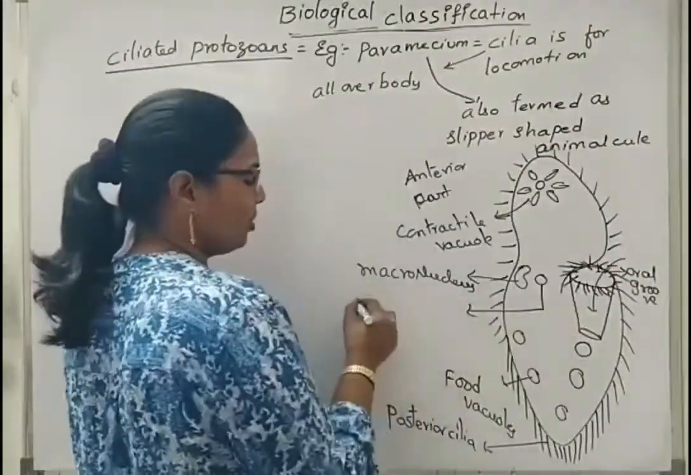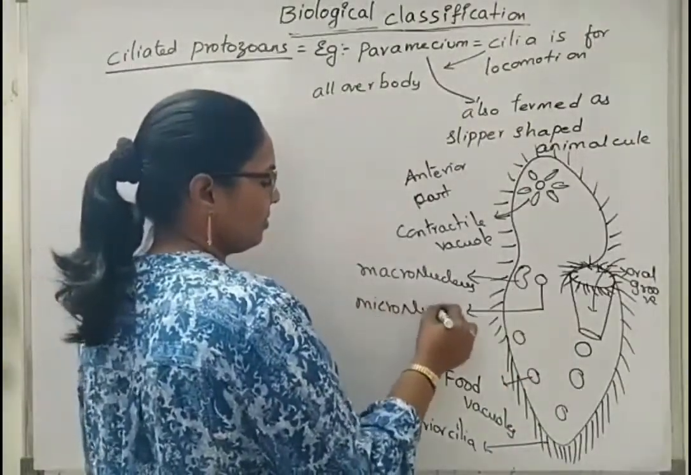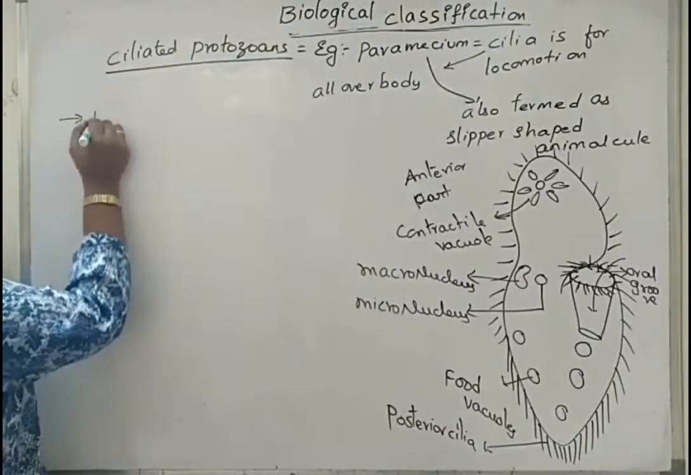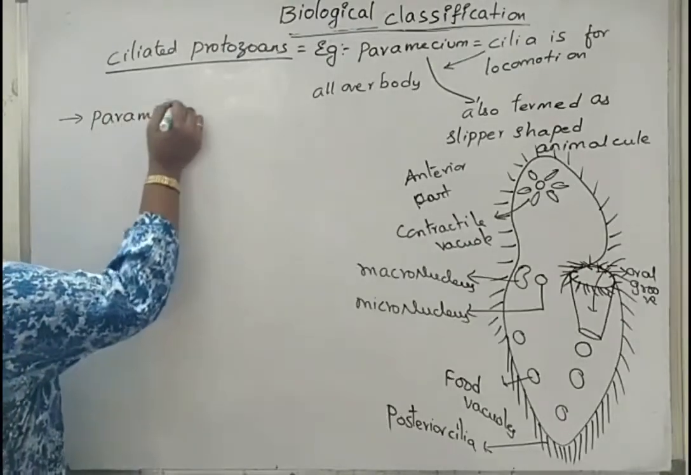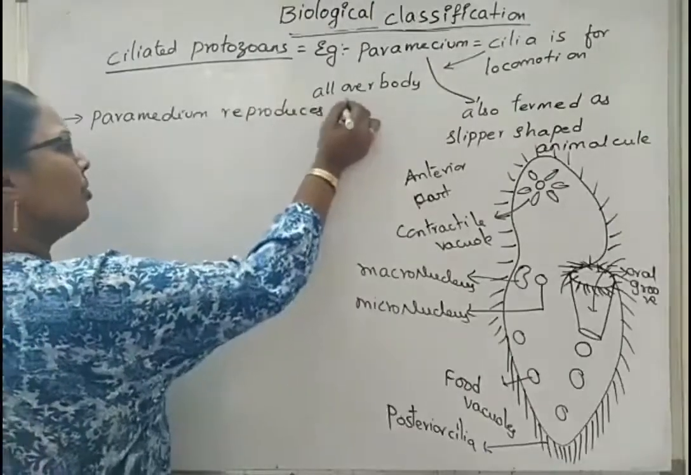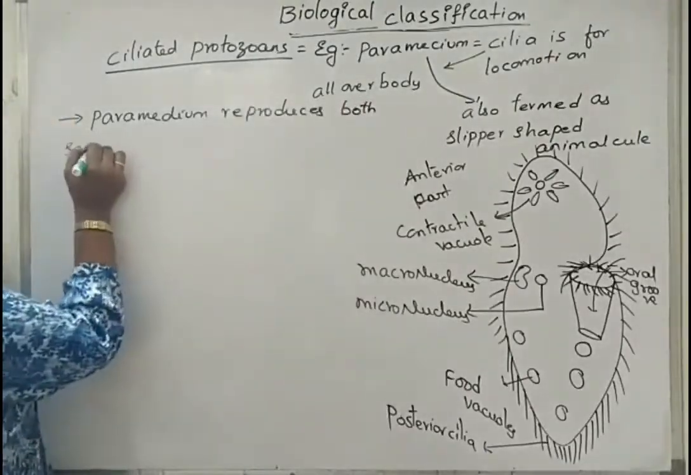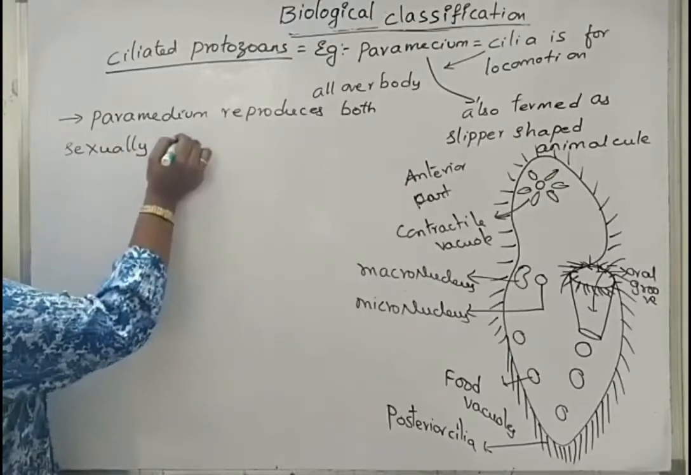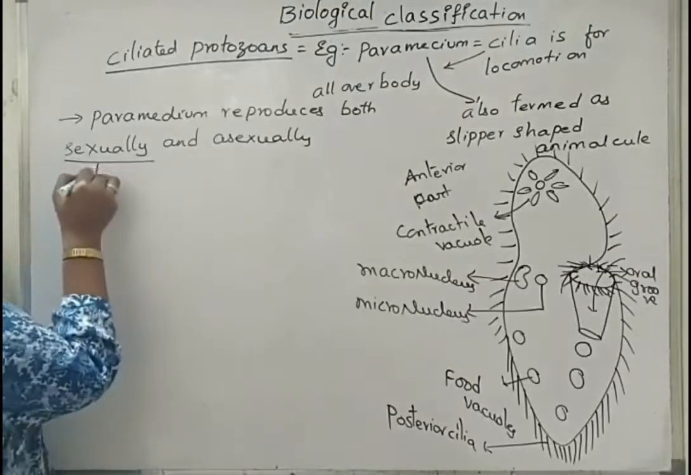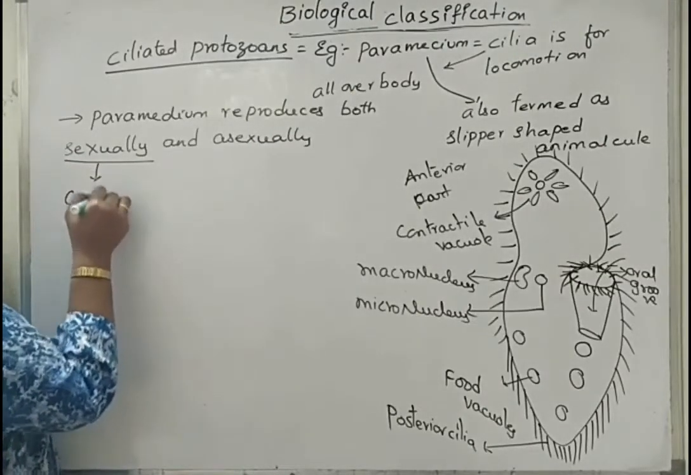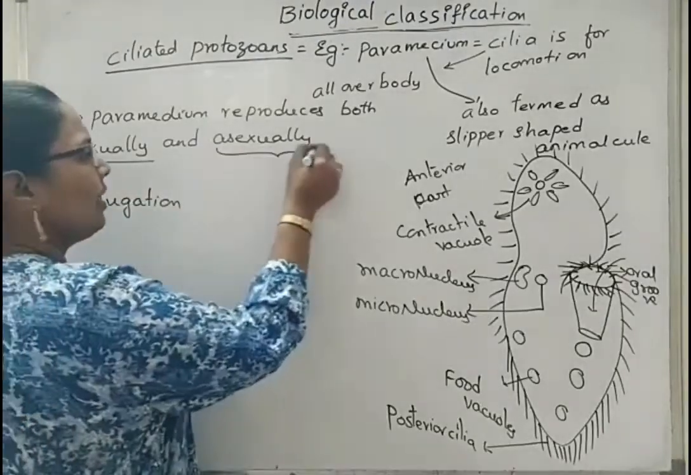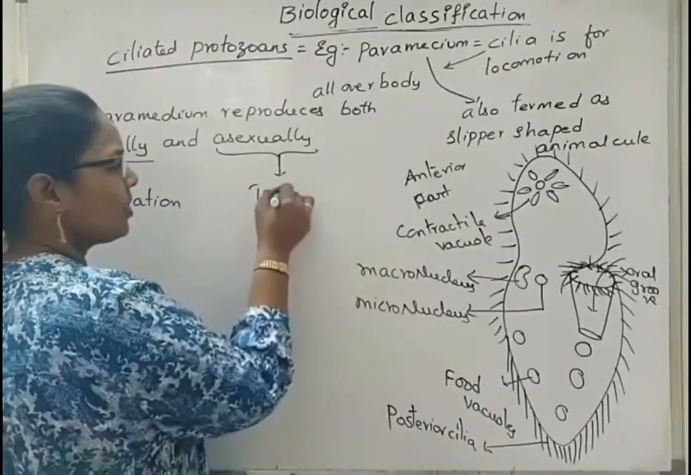This is the micronucleus, which is involved in the conjugation process. So Paramecium reproduces both sexually and asexually. Sexually, the process is called conjugation. Asexually, there are two types, that is transverse binary fission.